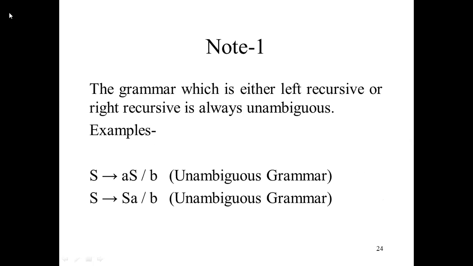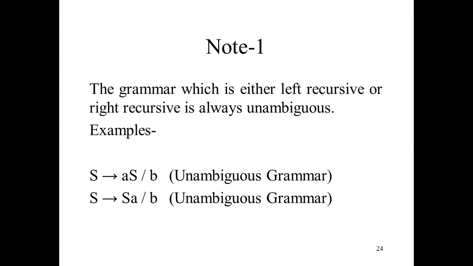So here, just to note down, the grammar which is either left recursive or right recursive is always unambiguous. You have to remember this: whether we are using the left recursive grammar or right recursive grammar, it will always be unambiguous. In each case we will get one parse tree only.